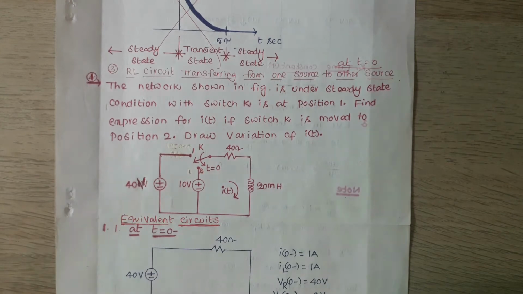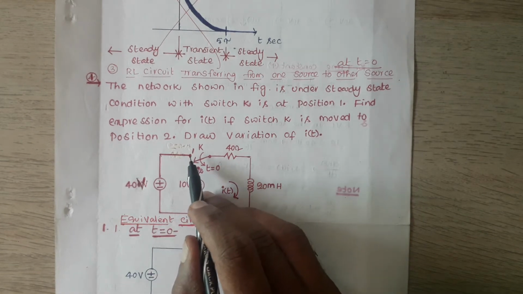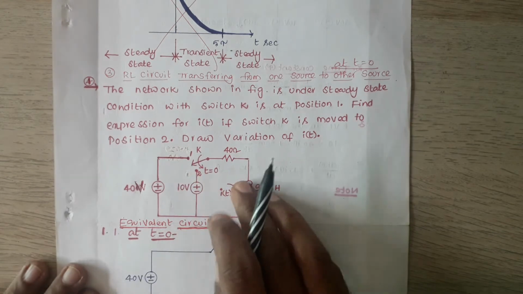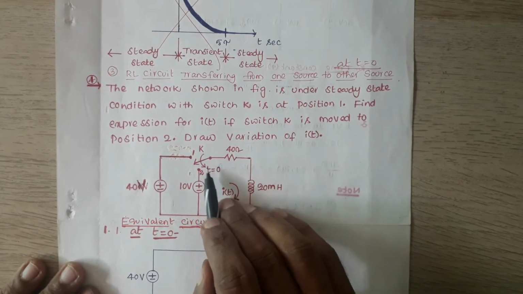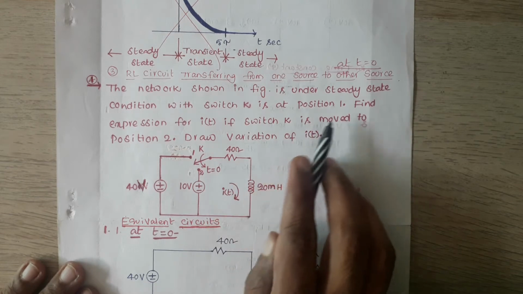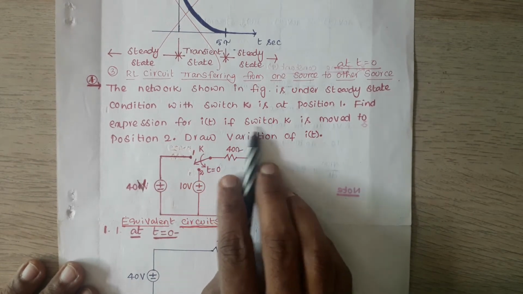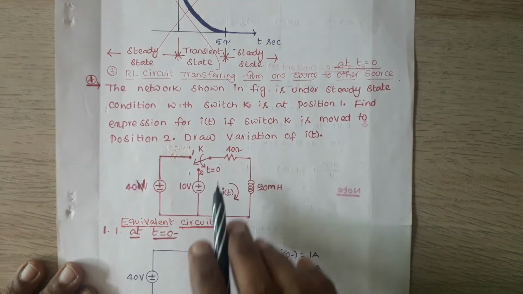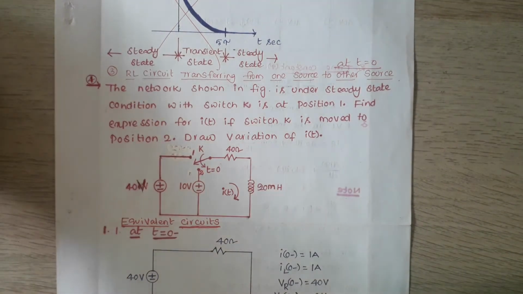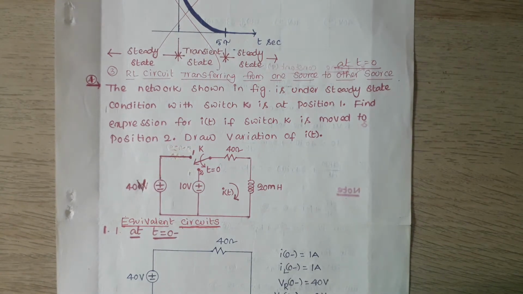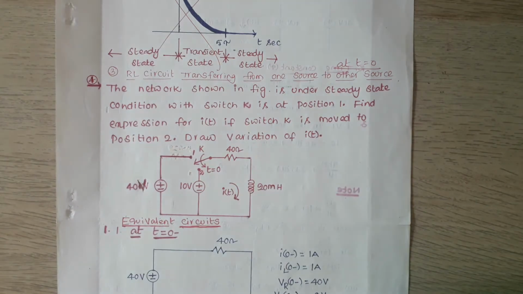The network shown in figure is under steady state condition with the switch K at position 1. The switch is at position 1 before t equal to 0 for a long time, which means it is at steady state. At t equal to 0, the switch is moved from position 1 to 2. Find the expression for I of t after moving the switch to position 2, and draw the variation of I of t with respect to time.